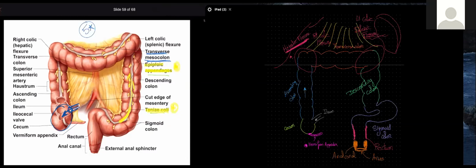The constrictions that we see in the colon throughout its length, those bulging eminences here, those are the haustra, and a single one is going to be the haustrum.